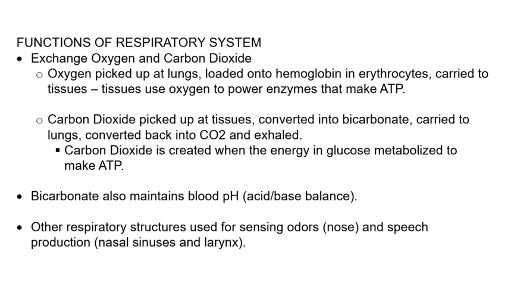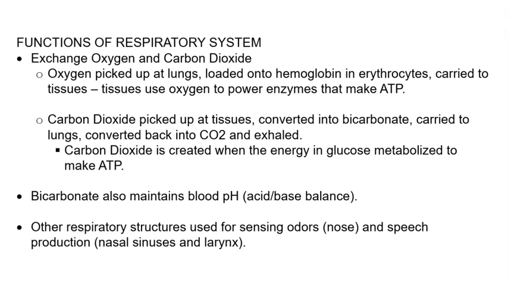The tissues use the chemical energy in oxygen in order to power their enzymes that make ATP energy. Carbon dioxide, or CO2, is picked up at the tissues, converted into a substance called bicarbonate, which is dissolved in the blood plasma, and then it is carried to the lungs where it is converted back into CO2 and is exhaled. This is the typical process for which CO2 is metabolized in the body, but some carbon dioxide is carried as it is in the bloodstream and by hemoglobin as well.